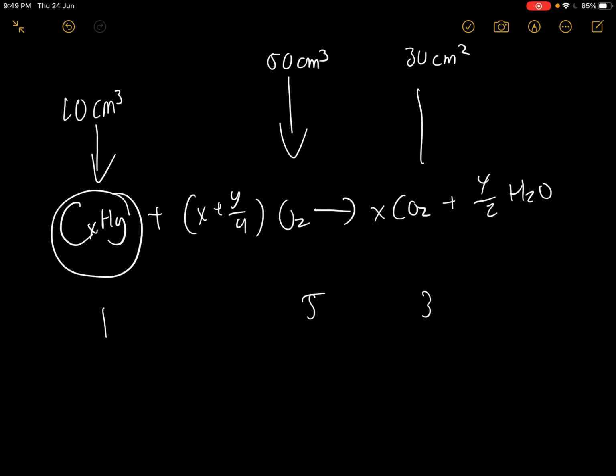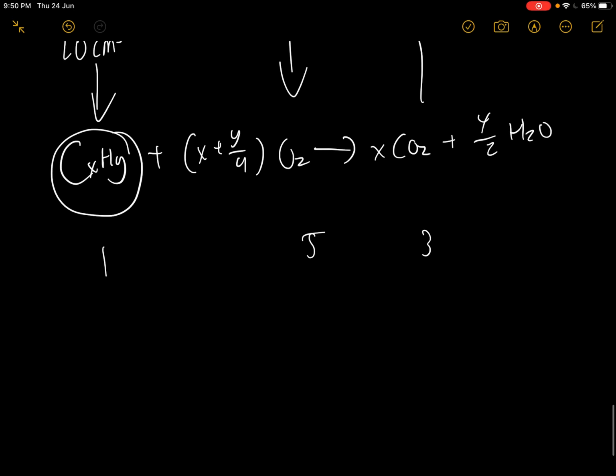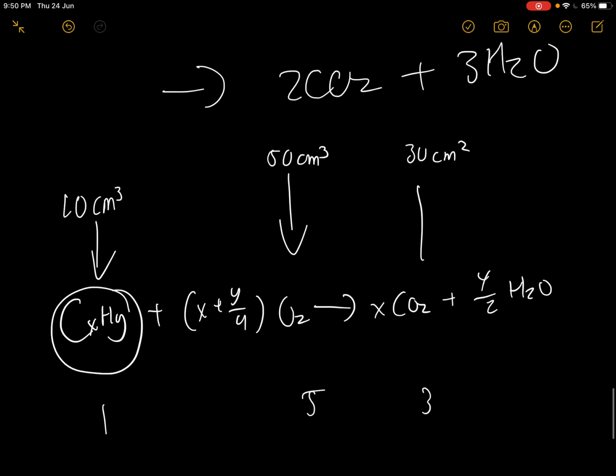If it's mass, you need to change it into moles instead of immediately turning it into a ratio. Like if it's 10 gram, 50 gram, and 30 gram, you have to change it into mole, because each compound has its own molar mass. But for gases, every single gas compound has the same volume per mole, which is 24 dm cube. So since they all have the same ratio, you can immediately put it as 1, 5, 3.